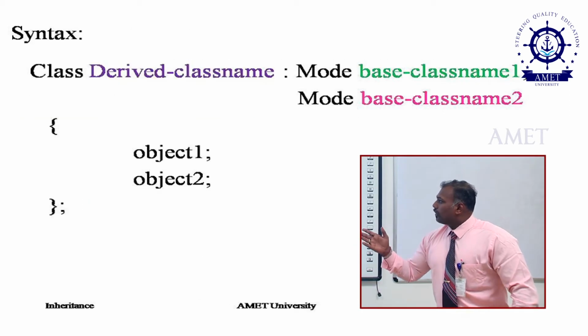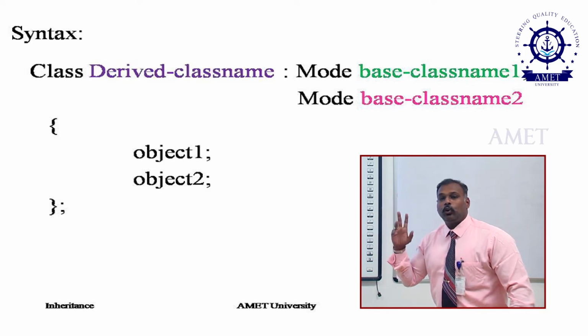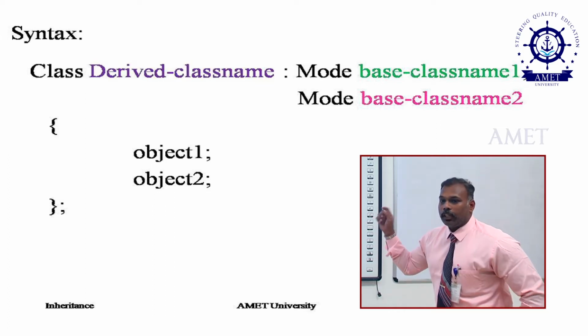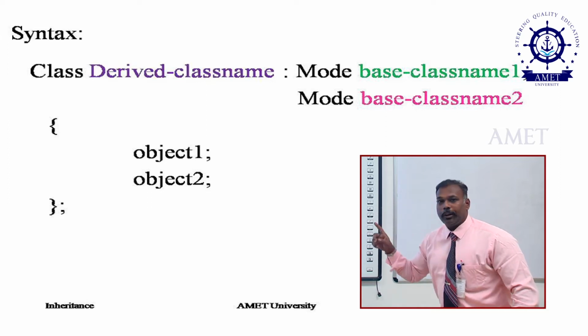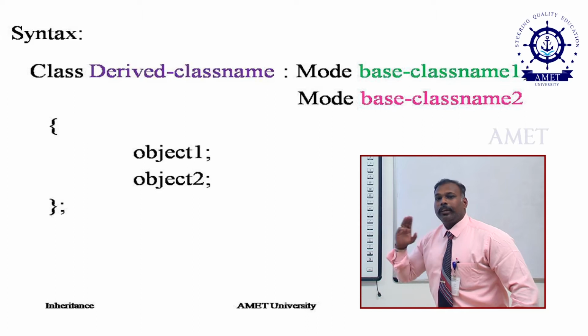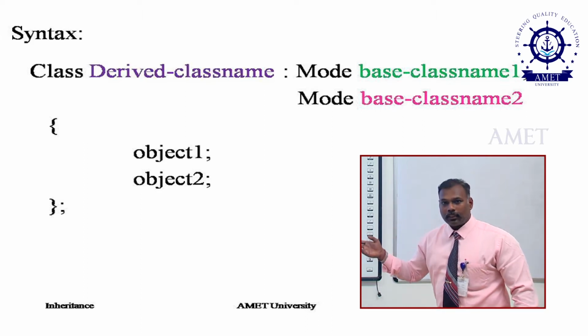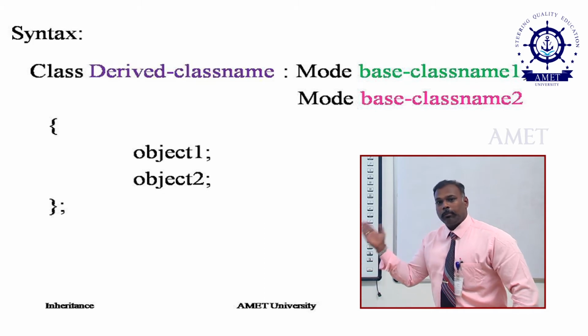So class, then derived class name, colon, mode. Here we are going to have the two base classes: base class name 1, base class name 2. Here we want to specify two base classes, so two modes we are going to specify. We differentiate the first base class name and the second base class name with the help of a comma. Then the open curly braces, objects, that is member functions, member variables, and then close curly braces, putting the semicolon. Then the example.